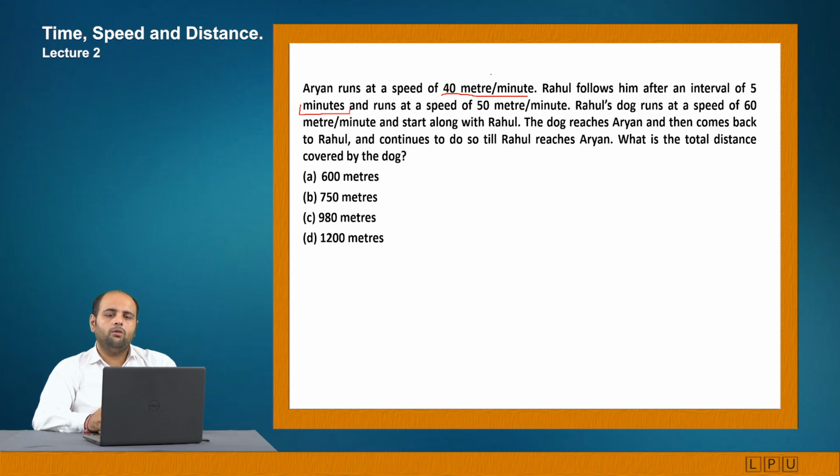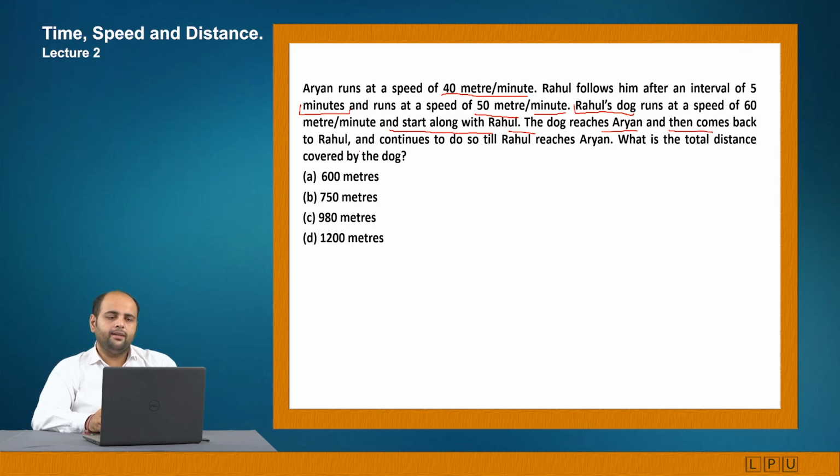Now you have given in the form of minutes and runs at a speed of 50 meter per minute. Okay, now there is another person, Rahul's dog, that runs at a speed of 60 meter per minute and starts along with Rahul. So the dog reaches Aryan and then comes back. So this is the motion of the dog.